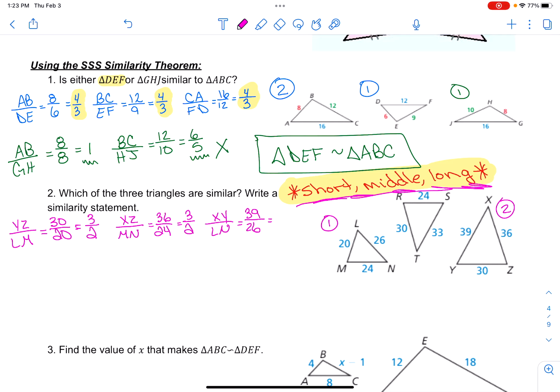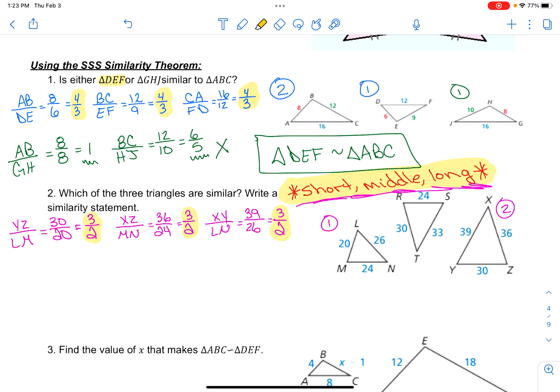And in this case, 13 goes into both of these. 13 goes into 39 3 times, and it goes into 26 twice. So notice that our 3 sides are all the same proportion, 3 over 2. So we have actually found the triangles that are similar.